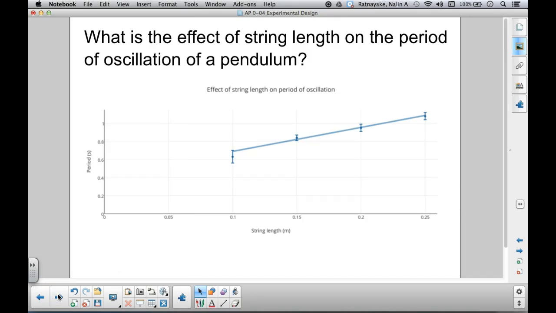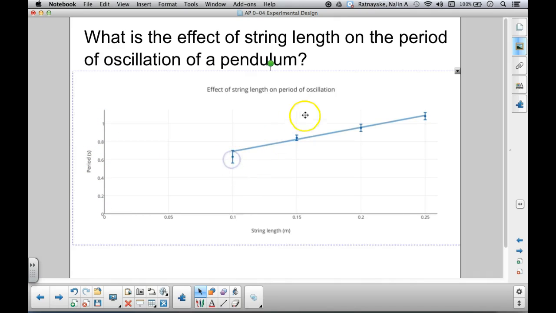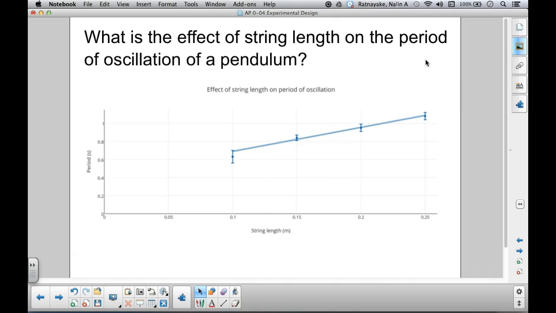Let's look at some examples. So what is the effect of string length on the period of oscillation of a pendulum? This is a testable question that I posed in an earlier video. I went into Plotly and I made my scatter plot. I have on my x-axis my independent variable, string length, and I have on my y-axis my dependent variable, period of oscillation. And I was able to plot my data points, put my error bars using the standard error, and fit a trend line.